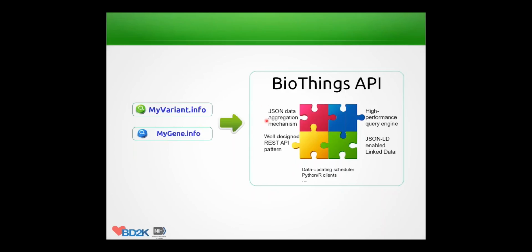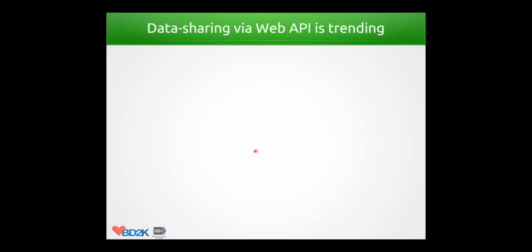For example, they both have JSON-based data aggregation mechanisms, and they both provide a high-performance query engine. We can also enable JSON-LD to link the data, and they have a well-designed, very similar REST API pattern, plus a data updating scheduler and Python and R clients. So those are very generic. They are not specific to gene or variant. So we started to think maybe we can abstract this and apply it to other entities, like pathways, diseases, and metabolites.